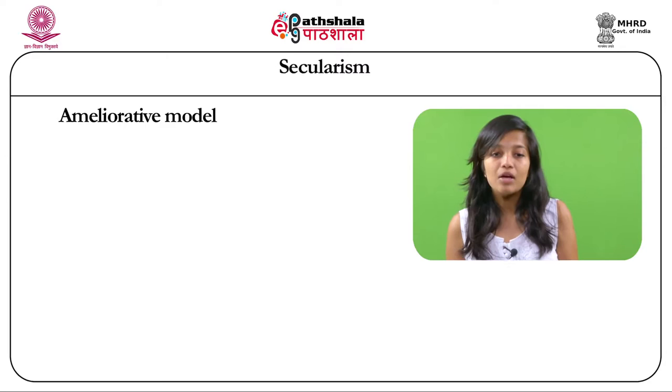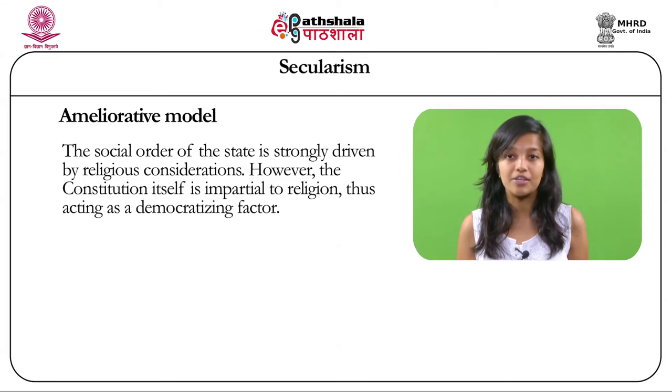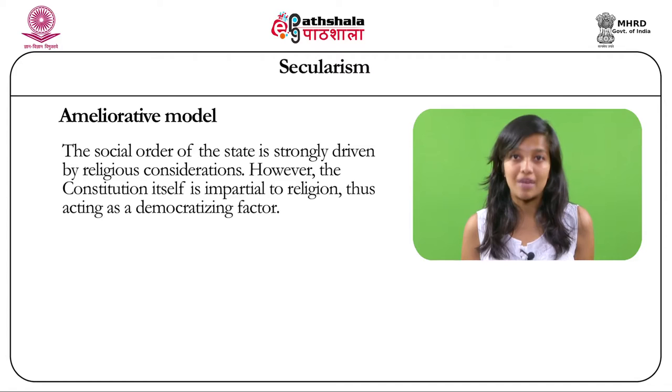Now let's move on to the second model that we discussed. Ameliorative secularism. What does this mean? Within ameliorative secularism, the social order of the state is strongly driven by religious considerations, which means that there are thick socio-cultural consequences of religion within the territory. However, in these situations, the constitution itself is impartial to the idea of religion. Therefore, the constitution acts as a democratizing factor.